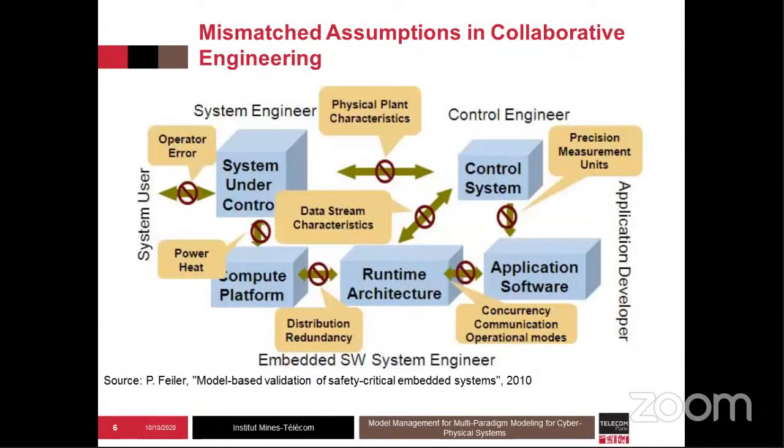And people started to look also at what are the problems, where do these errors come from? And it actually often comes from what we call mismatched assumptions in collaborative engineering. So basically, for complex systems like an airplane, you will have mechanical engineers working on the airframe. You will have embedded systems engineers working on the software.